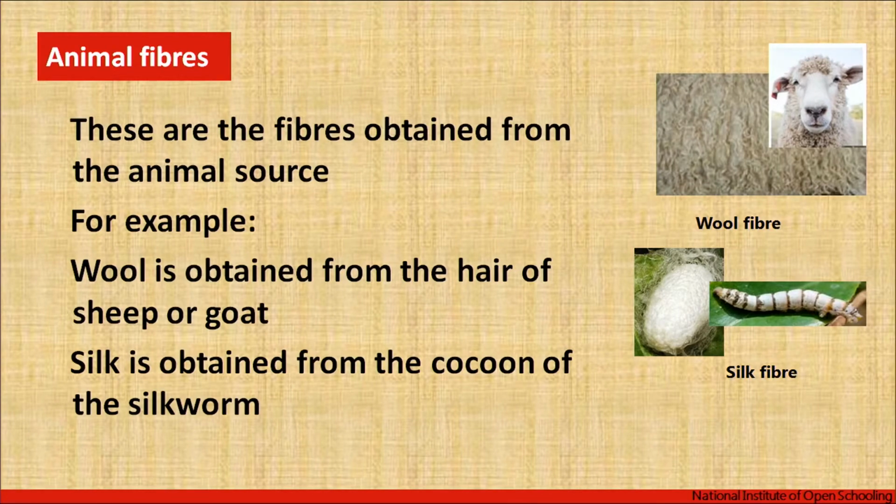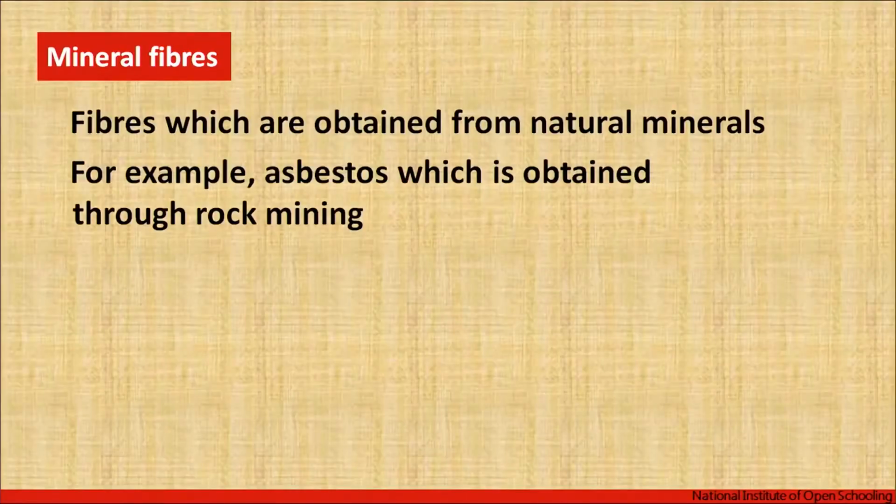It's like the sericulture we do. We rear silkworms and they produce strands of fibers. After degumming and further processes, we get a yarn from the cocoon and we make it into fabric. So these two are the protein fibers. The other one is your mineral fiber, which is obtained from natural minerals. An example is asbestos, which is from rock mining.